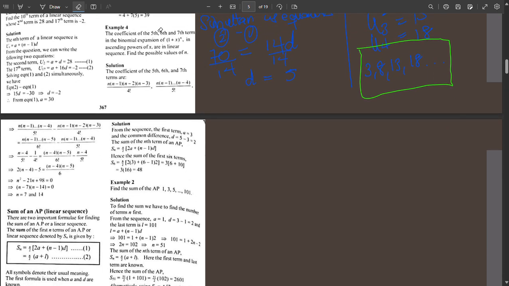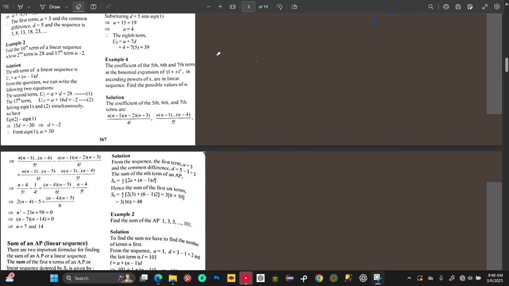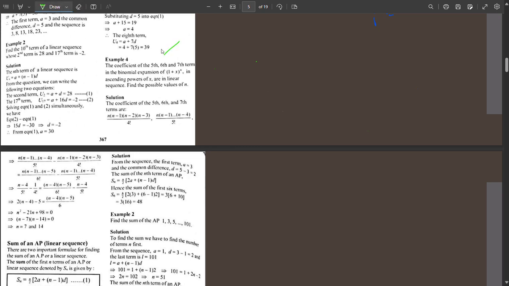The coefficients of the fifth, sixth, and seventh terms of the binomial expansion, in ascending powers of x, are in linear sequence. Find the possible values of n. Right, so the next question, example 5 here.